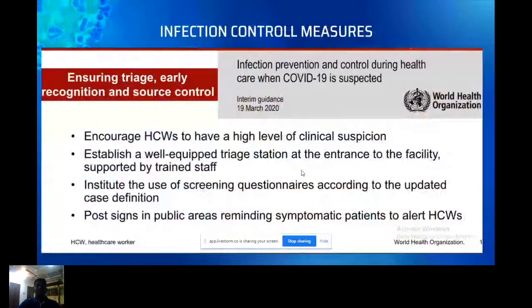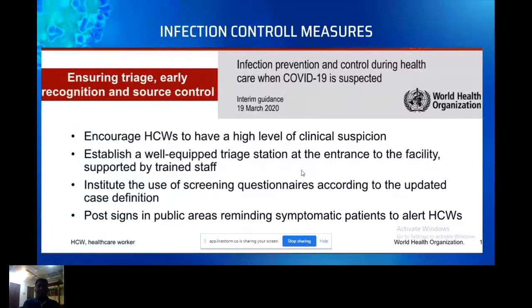Okay, now these are the infection control measures given by the World Health Organization. Encourage the healthcare workers to have a high level of clinical suspicion. Okay, inform your assistants, attendants, and doctors to try to treat every patient as a COVID positive, suspected symptomatic, or COVID carrier patient. Okay, so clinical suspicion is very important, and they will take all the precautions.